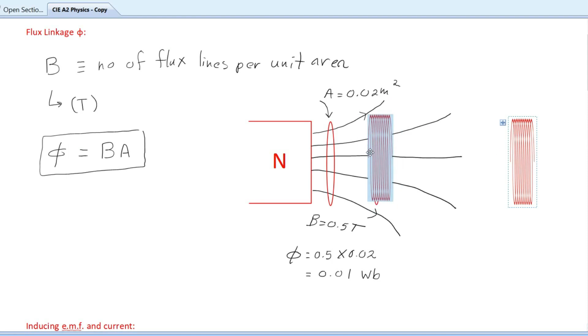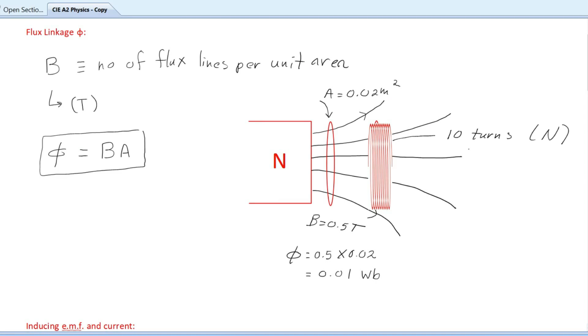So what then if you have a coil which is placed instead of this one turn coil, and it has, for example, 10 turns. If this coil has 10 turns, we call this N. So the way you can calculate the total flux linkage of a coil is multiplying the number of turns by the flux linkage of one turn of coil. So basically you would have NBA. That's how you calculate the flux linkage of a coil of N turns.